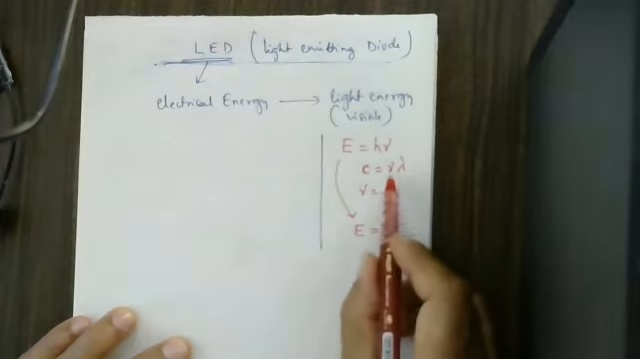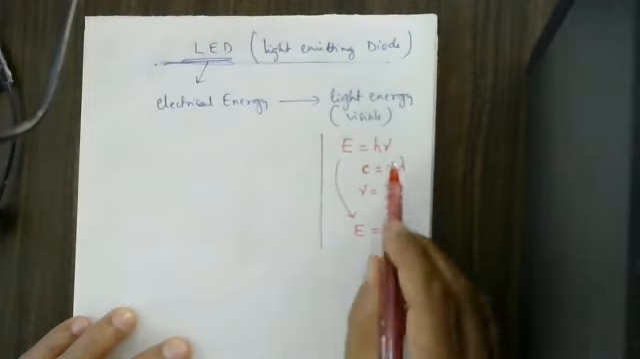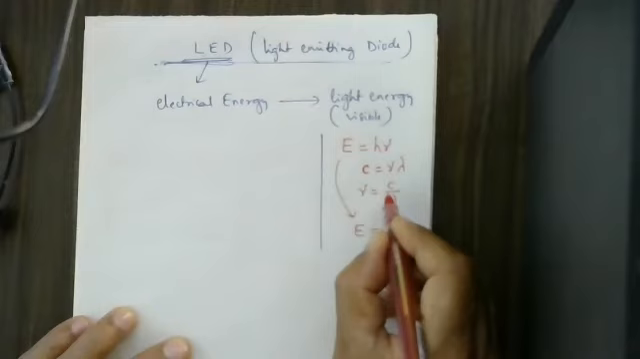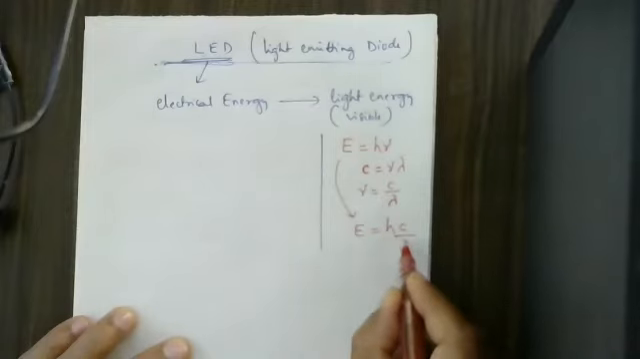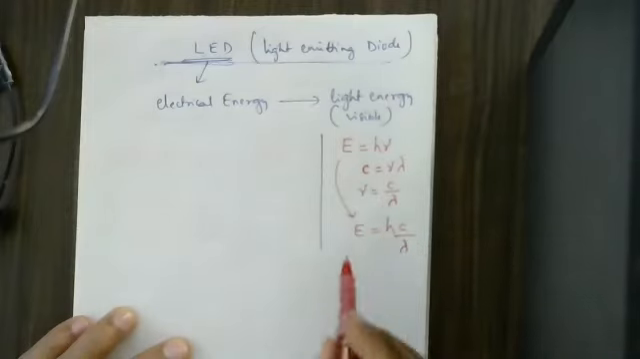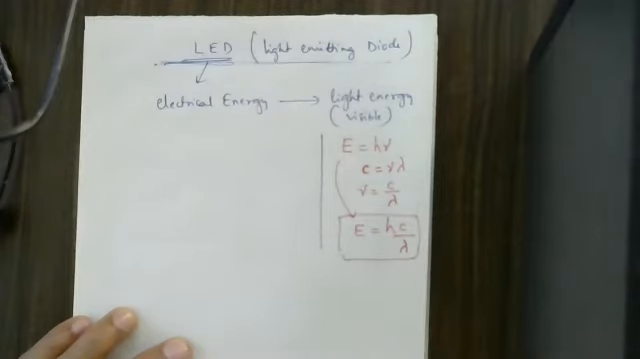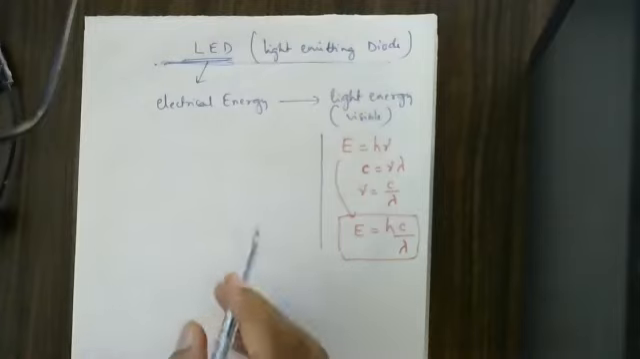I will substitute for nu here. Okay, h as it is. Nu only I will substitute here. Nu is equal to c by lambda. That c by lambda I have substituted here. This is the energy of a photon. Energy of a photon. Come to the concept.